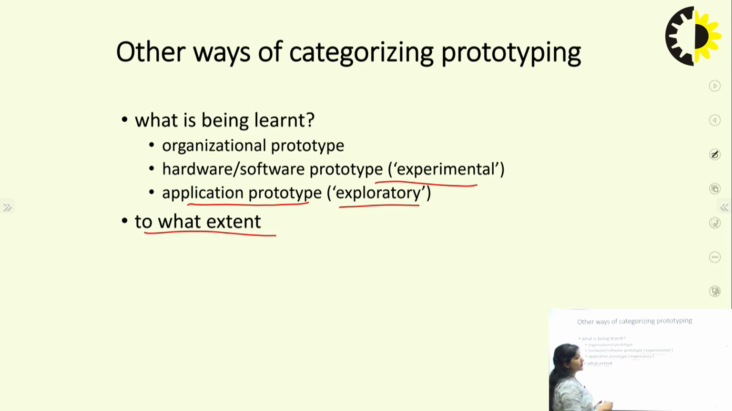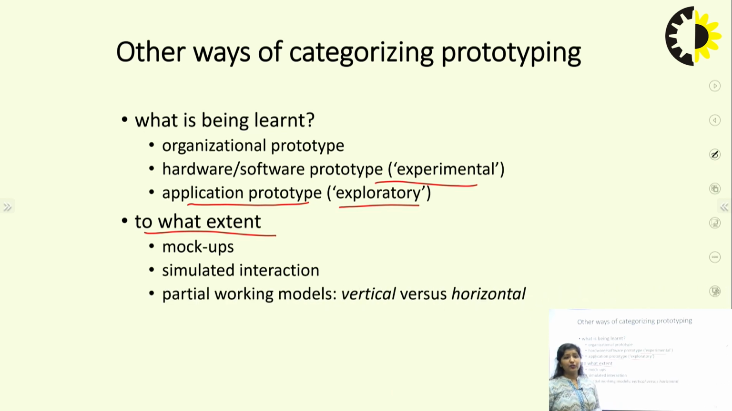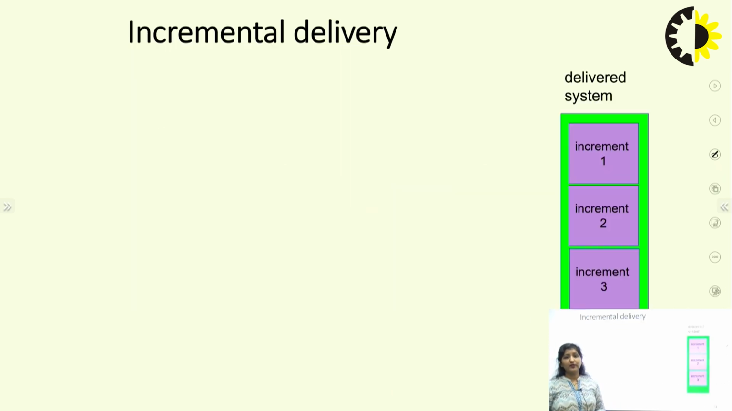To what extent we can have this prototype, this is the thing again. Next thing, to what extent we can have the mock-ups introduced for that. Along with it, we can have the simulated interactions between the system. Similarly, we can have the partial working models, that is the vertical versus horizontal models. So this is the incremental delivery. This is a delivered system. We are having 3 increments, increment 1, 2 and 3.